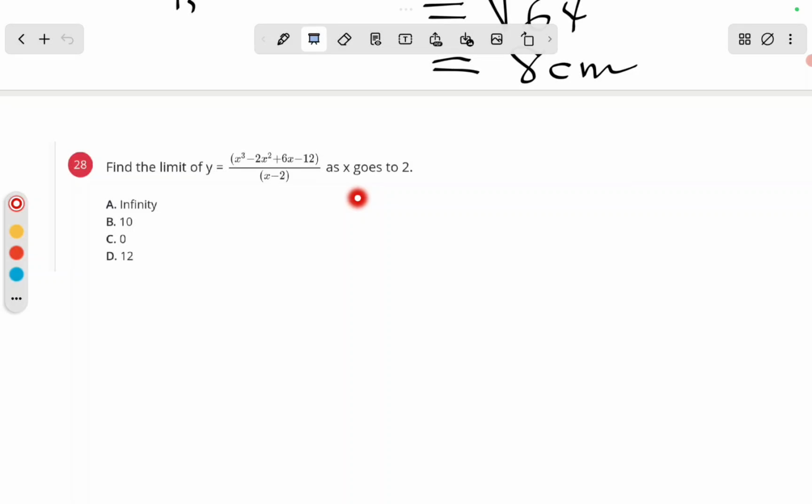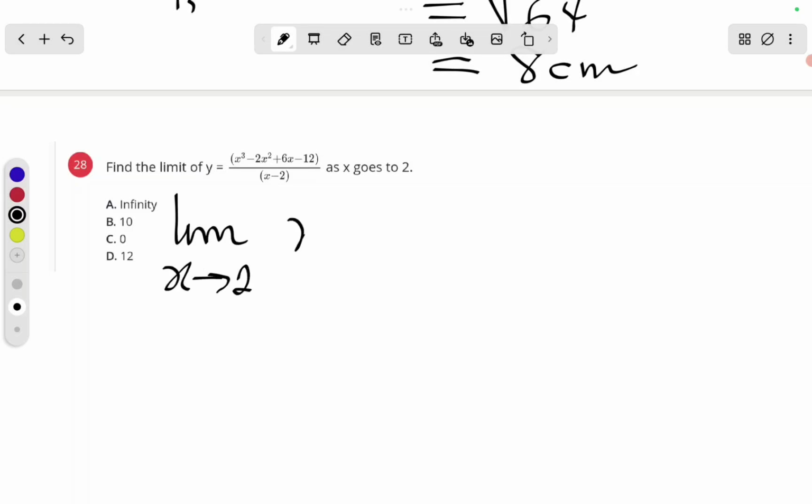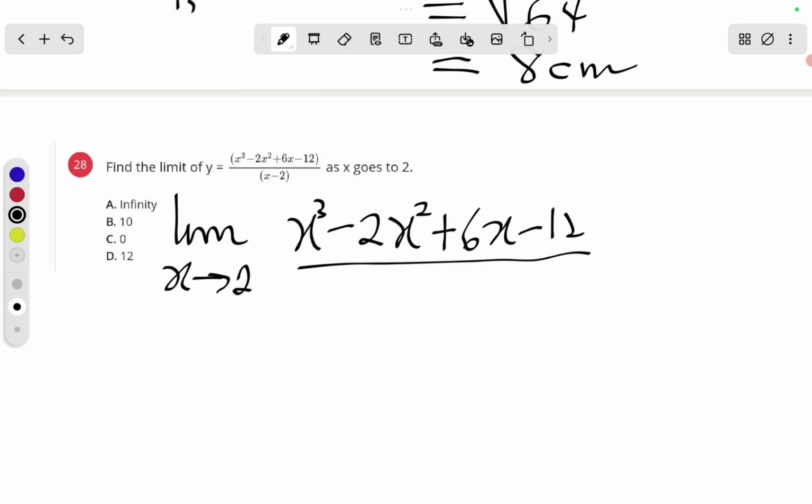So this is very simple. That is, we are looking for the limit as x approaches 2 of x cubed minus 2x squared plus 6x minus 12 over x minus 2.